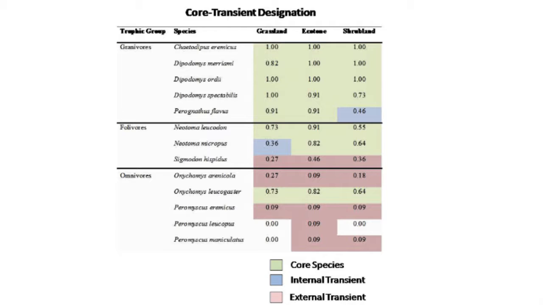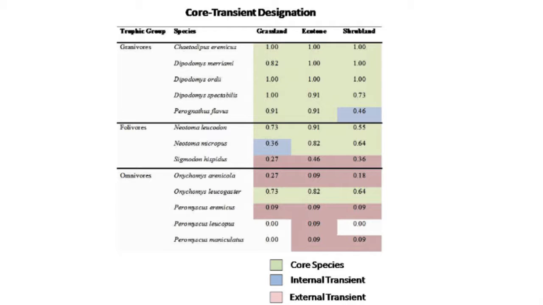Core species are species that are in a particular ecological state more than half the years. So if they occurred more than half the years during the study, I'm going to call them a core species. And you can see most of the granivores are core species, and core species should respond strongest to local habitat conditions.